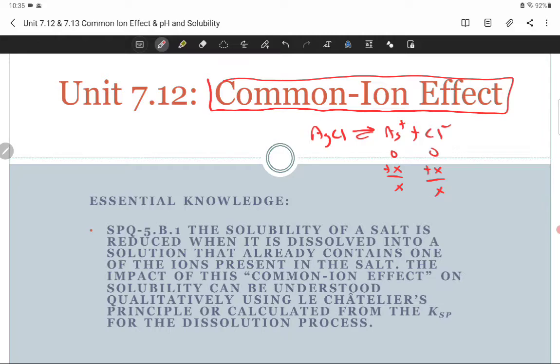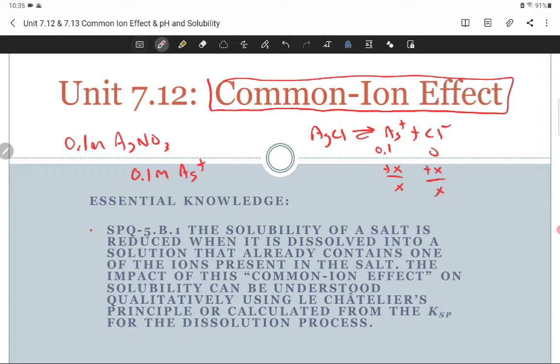So maybe this isn't a beaker of water that we put the silver chloride in. Maybe it was a 0.1 molar solution of silver nitrate. Because if we put this into a 0.1 molar silver nitrate solution, we actually have 0.1 molar silver ions. So instead of a 0 right here, it would be a 0.1 molar.